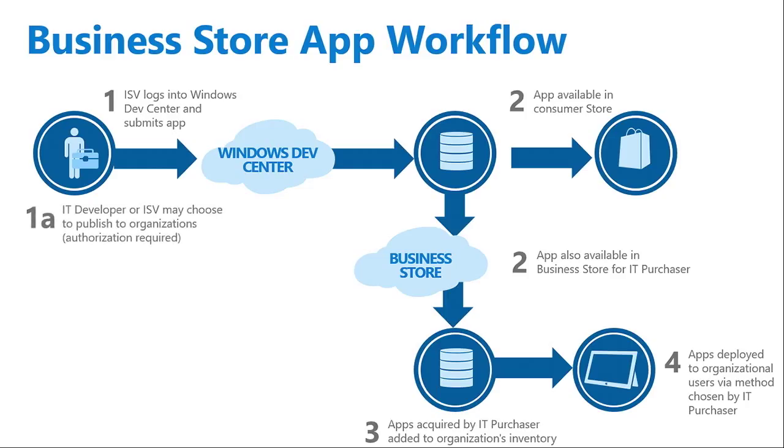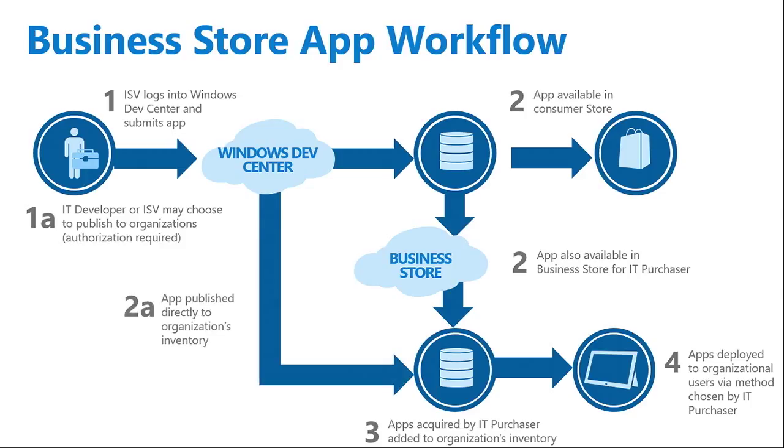If you look at the other way, the developer may actually wish to just publish to organizations and not via any consumer store. So you can actually publish directly to the organization's inventory if you want. This is where the software developer has created a specific version or is selling it directly to a particular organization. So we're bypassing all of that and going directly to the business store.